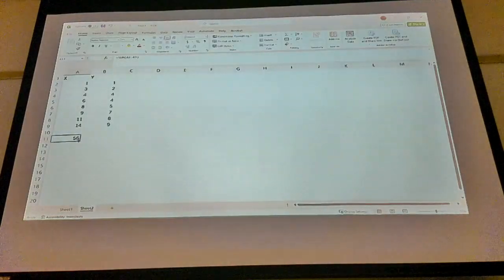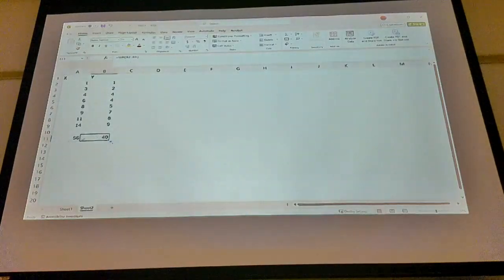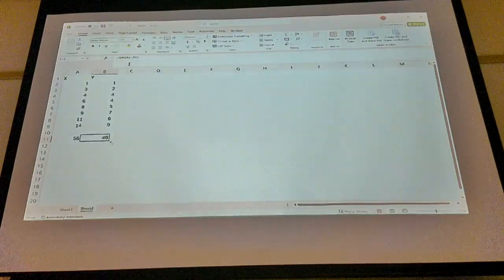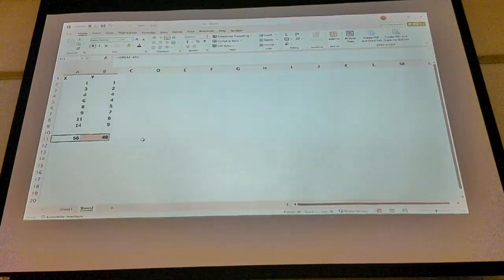I could do that again for the Y. I could also just click here, drag, boom. Once it's already set up, now notice, if I click on it, see how it's now sum B2 to B9? It copies the formula for the next column, so you don't have to type it in every single time. And I'm also going to bold them just so I know that they're not part of my data.